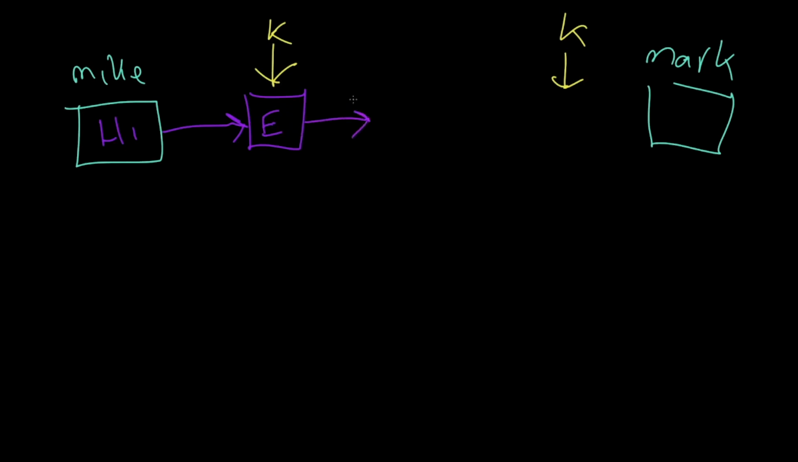What comes out the end is what's called the ciphertext. Now the ciphertext travels through whatever transmission medium, right, until we get to the decryption process that Mark is going to use. So he uses the key that is shared only again between Mike and Mark, and he decrypts it, and he gets hi.